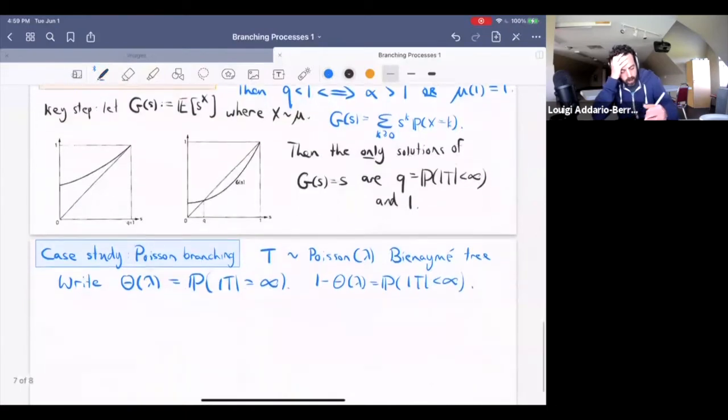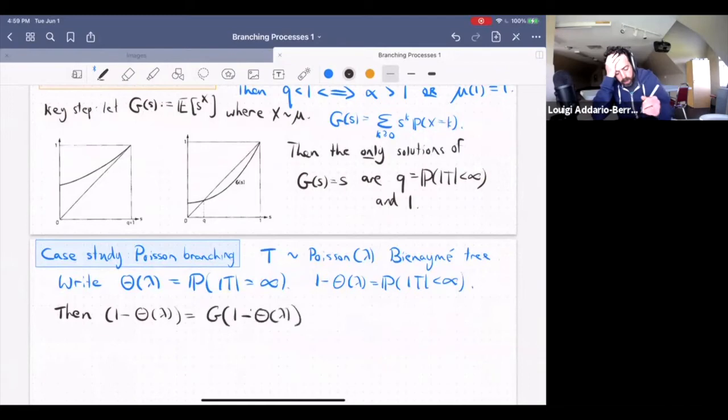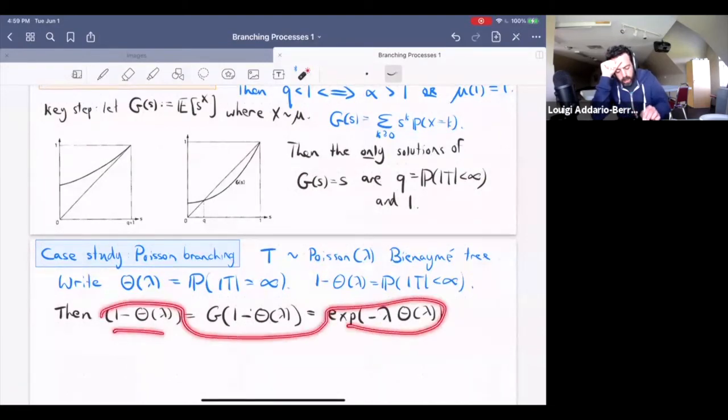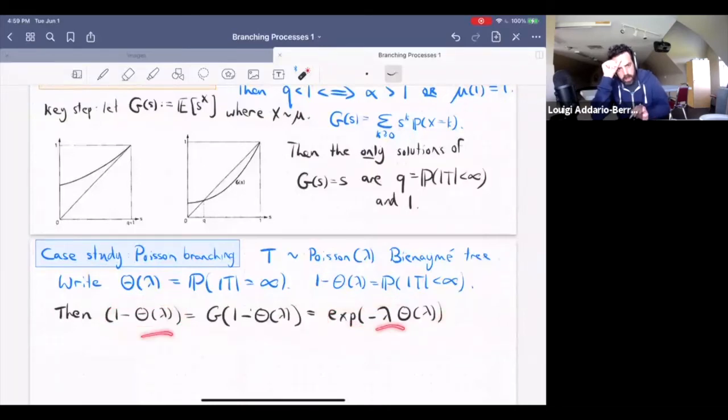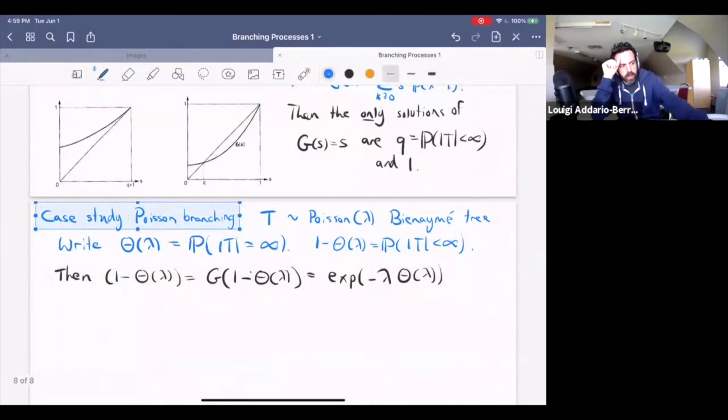This fact up here tells us that one minus theta lambda is the same as G of one minus theta lambda. The extinction probability is a fixed point, and you can work out that that's equal to e to the minus lambda theta of lambda. So in the Poisson case, it's still an implicit definition of theta lambda, but it's quite a clean formula satisfied by the survival probability. And from this formula, you can extract information about the asymptotic behavior of this survival probability. I'm leaving that as an exercise.